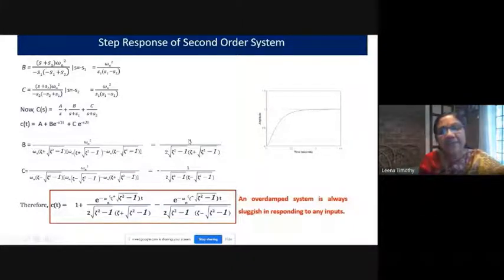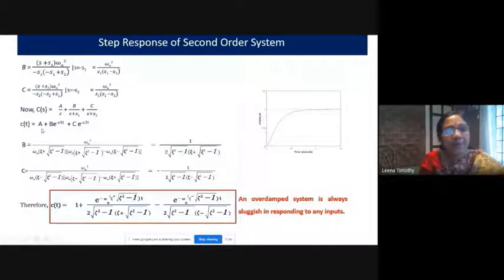And simplifying, you will get B is equal to 1 by 2 into root of theta square minus 1 into theta plus root of theta square minus 1. Similarly, C is equal to omega n square divided by S1 into S1 minus S2. Substitute for S1 and simplify. Then you will get a minus sign here, minus 1 divided by this much. Therefore, C of T is equal to 1.